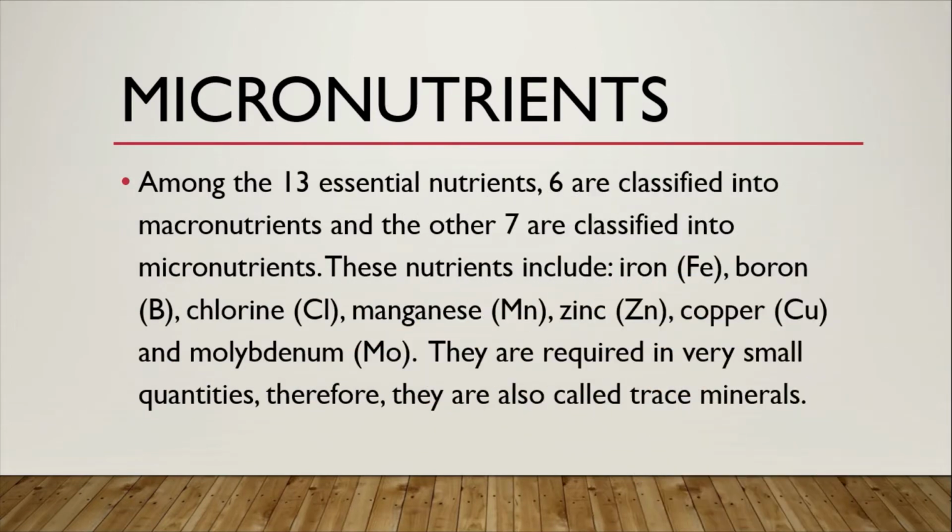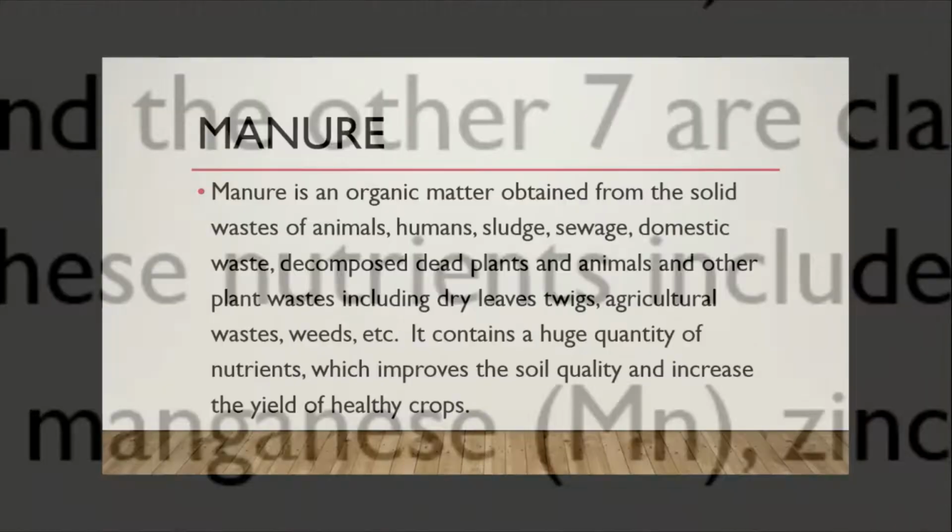Micronutrients. Among the 13 essential nutrients, 6 are classified as macronutrients and the other 7 are classified as micronutrients. These nutrients include iron (Fe), boron (B), chlorine (Cl), manganese (Mn), zinc (Zn), copper (Cu), and molybdenum (Mo). They are required in very small quantities, therefore they are also called trace minerals.